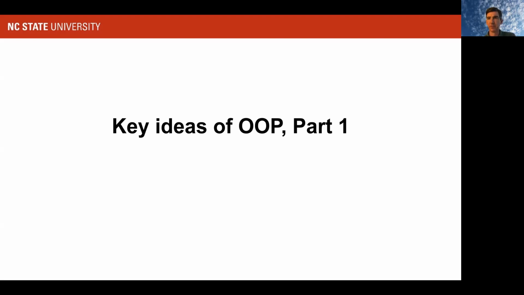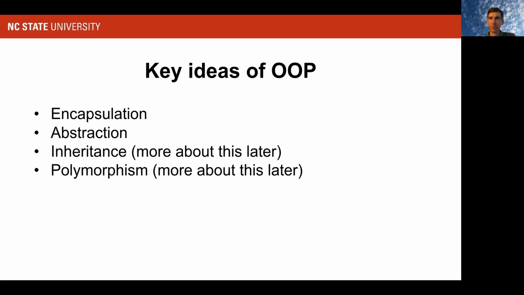Okay, so in this next video, we're going to describe a couple of the key ideas of object-oriented programming. There are actually four things that almost every textbook on object-oriented programming mentions: encapsulation, abstraction, inheritance, and polymorphism. And these are often held up as kind of the four key pillars of OOP.